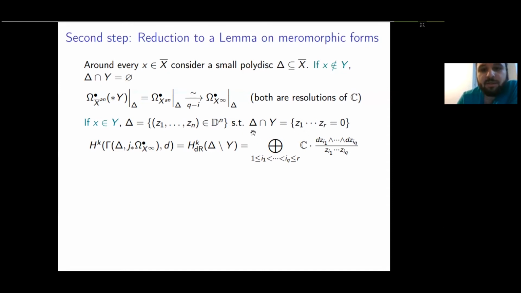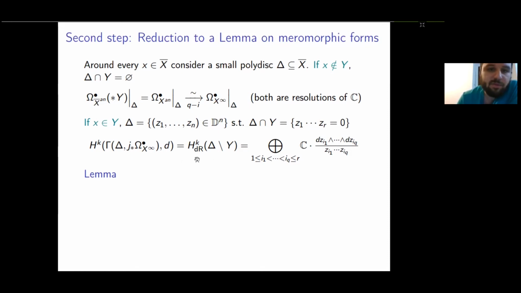of variables, it's very easy to see that the de Rham cohomology group of this set is just generated by these forms dC_i1 over C_i1 wedge until dC_iq over C_iq, where i1 and iq are between 1 and r. Okay, in particular, we show that the usual de Rham cohomology here around this point X is generated by these forms, which are in fact algebraic forms.